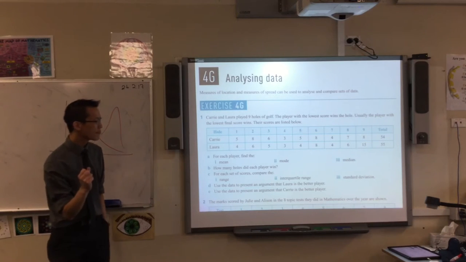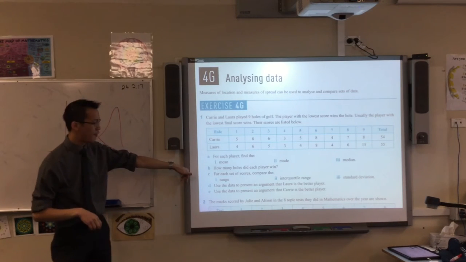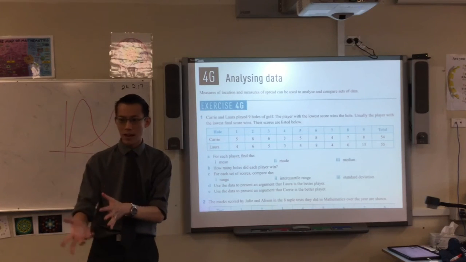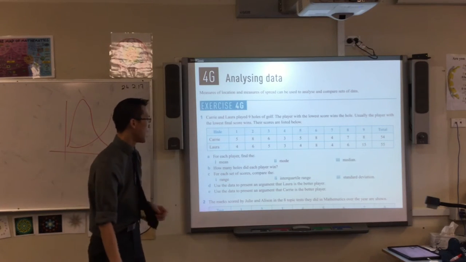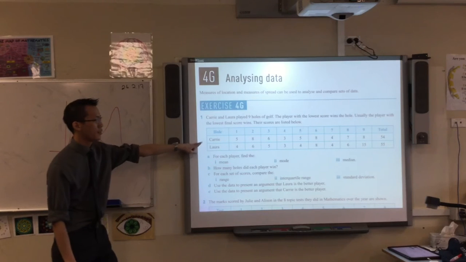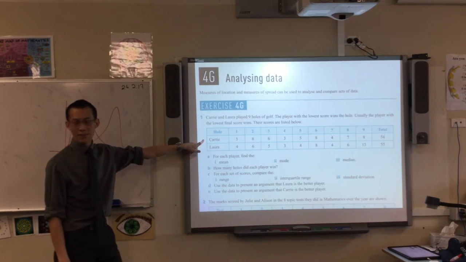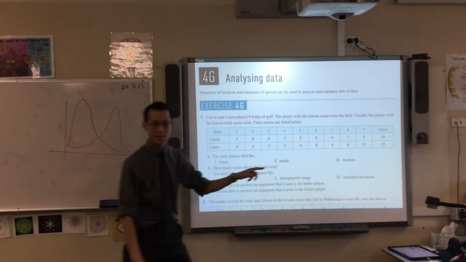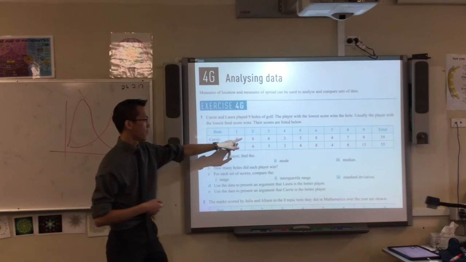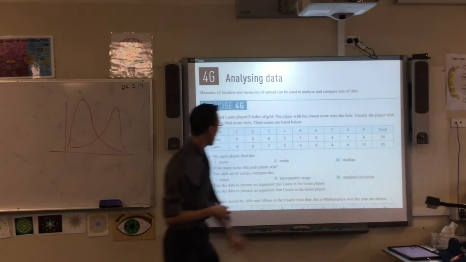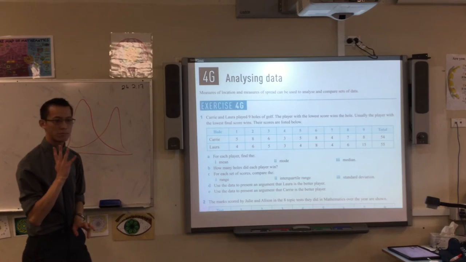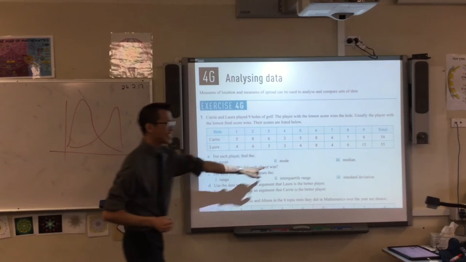Okay. So you can see here it says, for each player, find the mean, mode, median. Okay, can you just take a minute? You'll need your book there, obviously. The mode you can simply read off. Have a look at Carrie's scores. They're not in any order, but you can quickly see the mode, can't you? It's 8, that's right. 1, 2, 3 of them there. What about Laura? What's her mode? 4. Looks like 4 to me. Okay. So that's easy to read off.